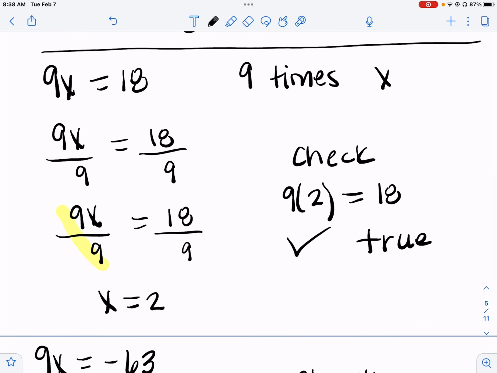9x equals 18. That means 9 times some number is 18. So the opposite of 9 times is to divide. So divide by 9 on both sides, and the 9's cancel out on the left, and we get 18 divided by 9 is 2. We can check that. 9 times 2 equals 18. That is true.